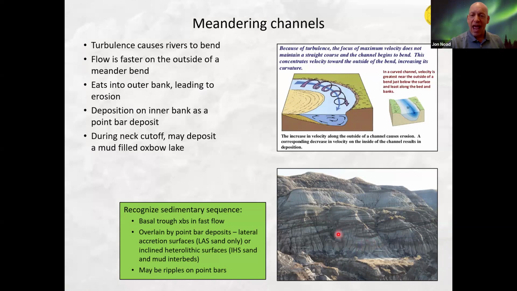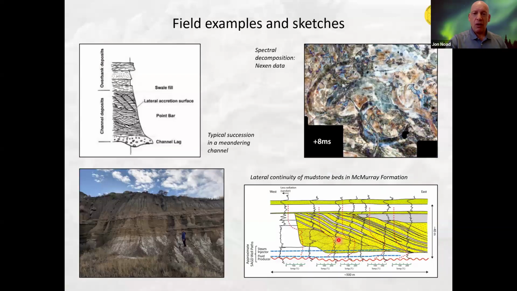So you'll end up with a stack of either gently dipping sandy sediments, or if you have periodic fluctuations in flow, into beds of muds and sands. And those are called lateral accretion surfaces, if they're sandy, or LAS for short, and inclined heterolithic surfaces, or IHS, if they're made up of sands and muds. So all you have to remember is LAS or IHS. And when you go to an outcrop, you should be looking for those dipping surfaces if you think it's a fluvial deposit. So this is just some examples from the field.